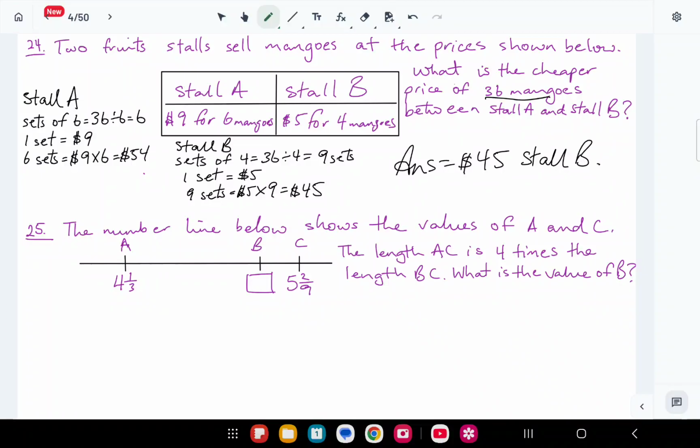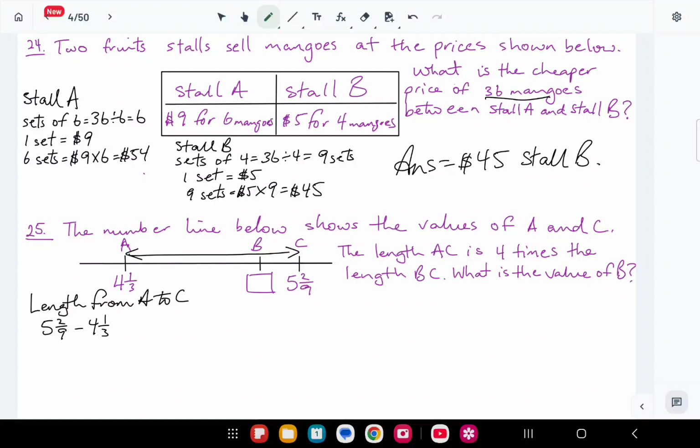So what we need to calculate first is the length from A to C. So from here to here, we want to calculate that total length. And to calculate that length, we just subtract the two values. So length from A to C would be 5 2/9, take away 4 1/3.